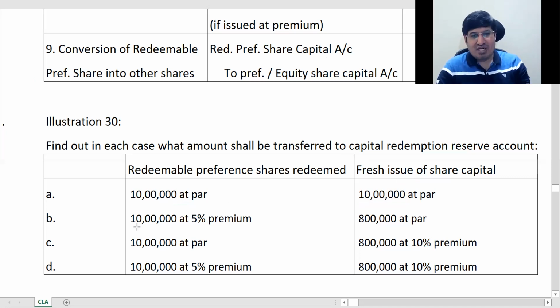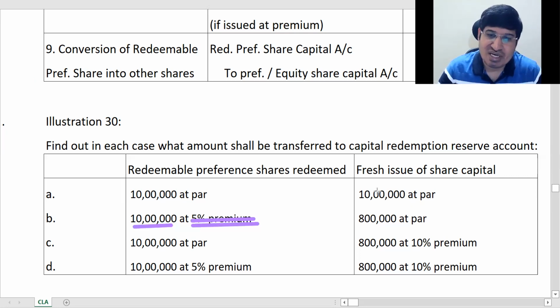Now in the second case you have to redeem 10 lakh at 5% premium. Now premium has no relation with your CRR, correct? CRR, only the profit amount which you are going to use for this 10 lakhs will go to CRR. So this premium is not relevant for us, because we have to determine here only the capital redemption reserve account.